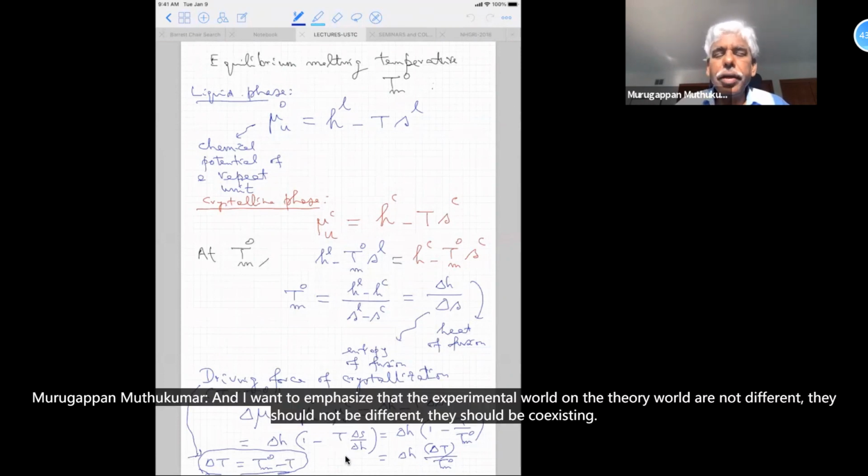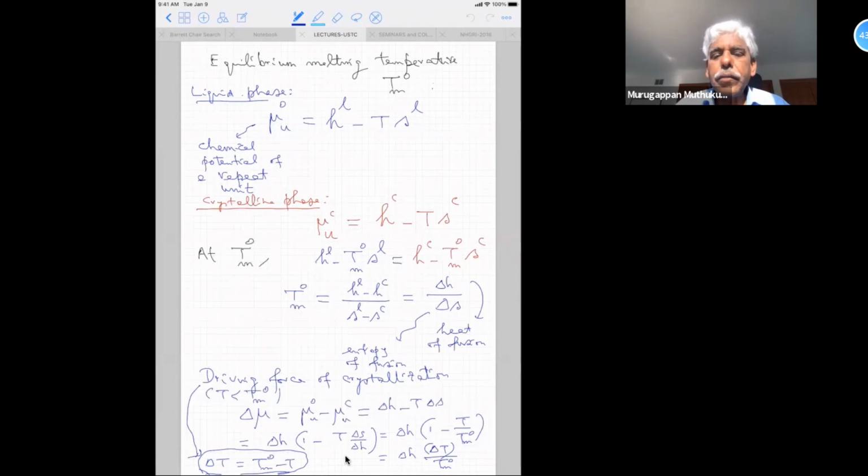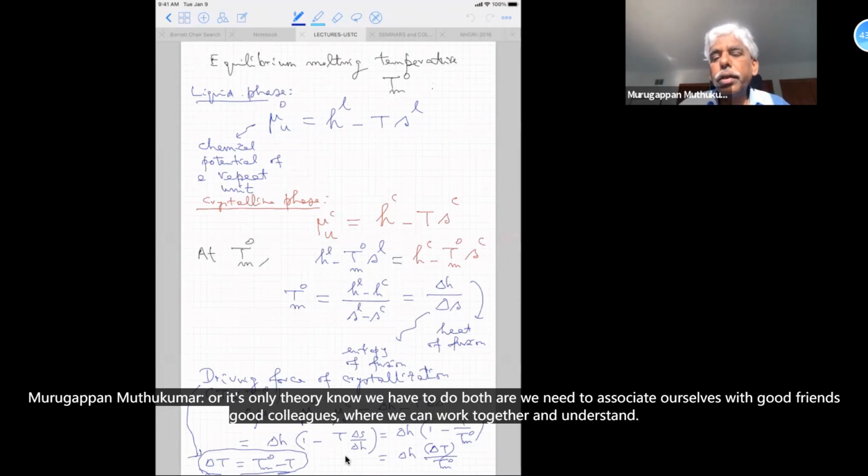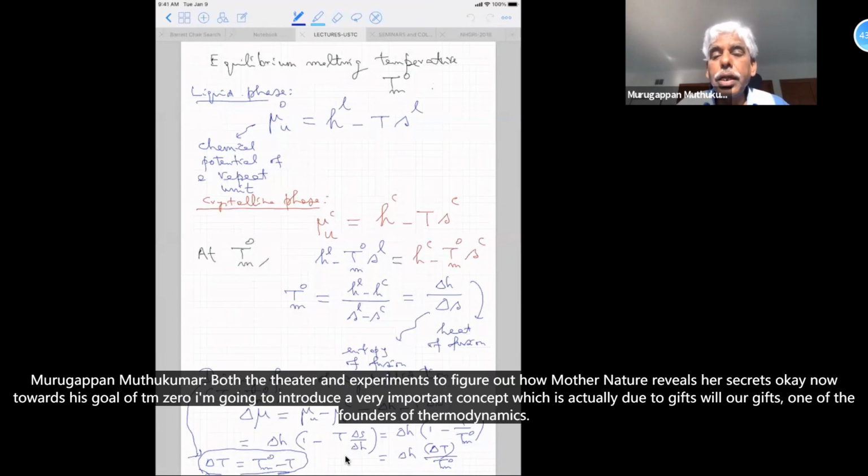And I want to emphasize that the experimental world and the theory world are not different. They should not be different. They should be coexisting. Theory and experiments should go together. Only then do we make an understanding. So it is not good enough to say, oh, I do only experiments, or I do only theory. No, we have to do both, or we need to associate ourselves with good friends, good colleagues, where we can work together and understand both the theory and experiments to figure out how Mother Nature reveals her secrets.